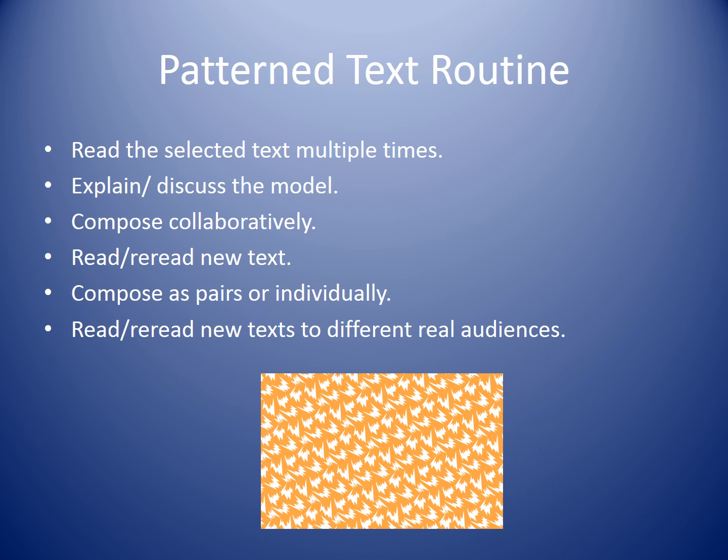Here's a suggested routine, and you certainly may vary the level of scaffolding depending upon your learner. Usually you read the selected text multiple times, then explain and discuss the model. You may need to be very explicit about the model because it's hard sometimes for learners to pick out that model. Then you compose collaboratively, read, reread the new text. Compose as pairs or individually, read, reread the new text again.